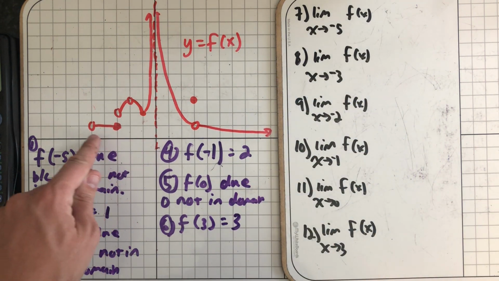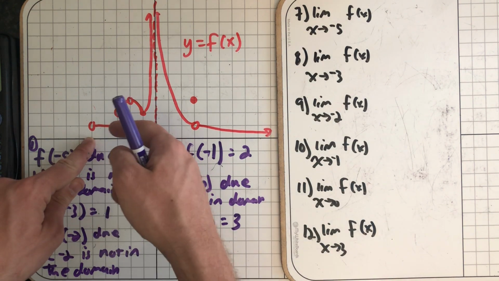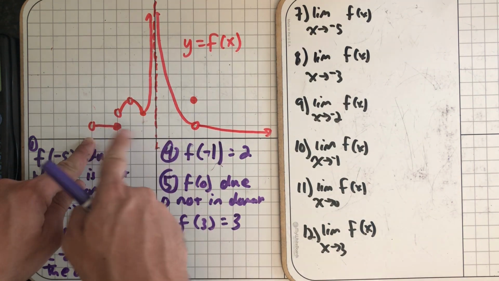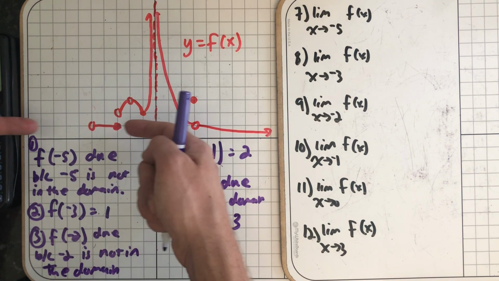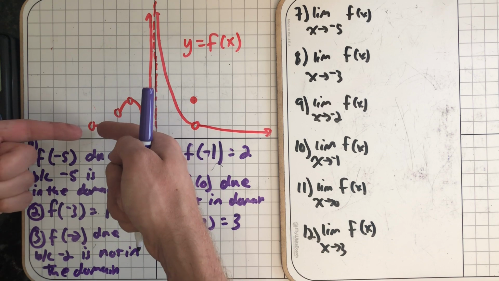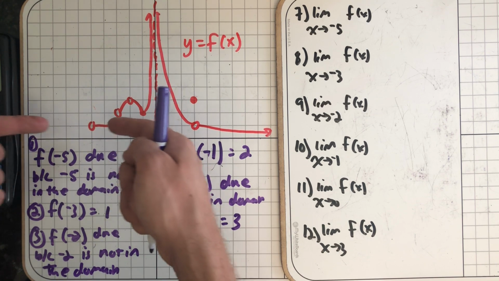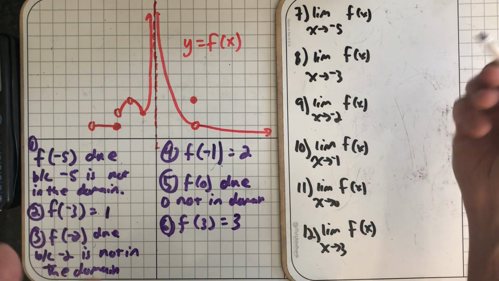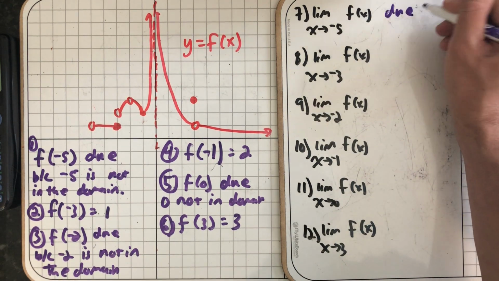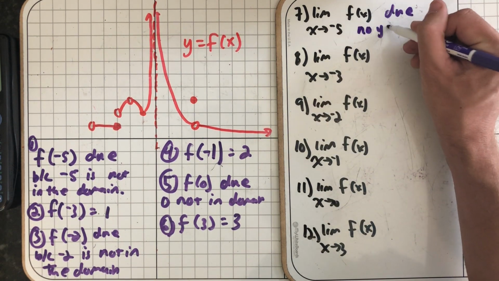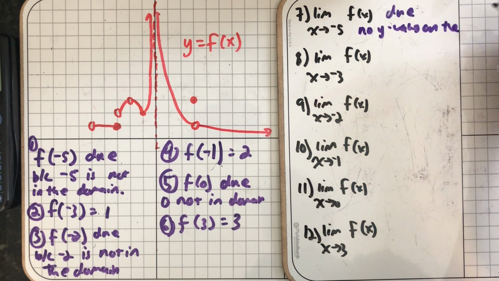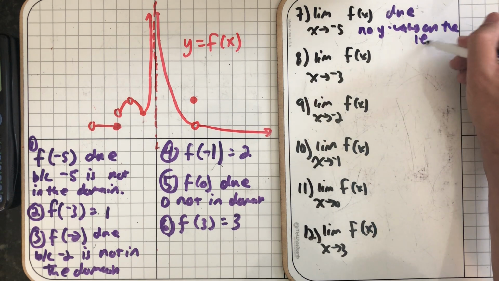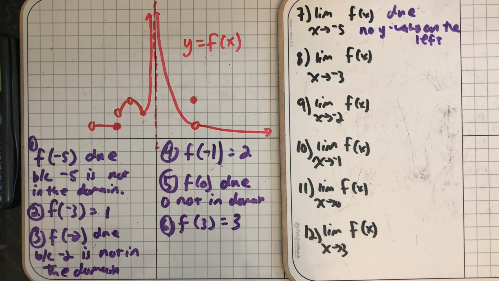1, 2, 3, 4, -5. All right, well, if x got close to -5 on this side, it looks like my y values are always 1, but on this side, none of the y values are defined. So I'm not getting closer to a single number as I approach -5. So I have to tell you this one does not exist. There are no y values on the left-hand side. Sorry, I have a little bit less room there than I would like, but we're going to make it work.